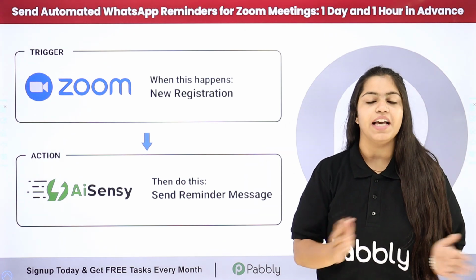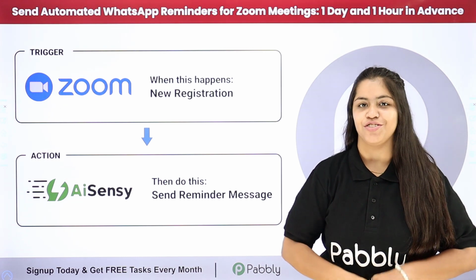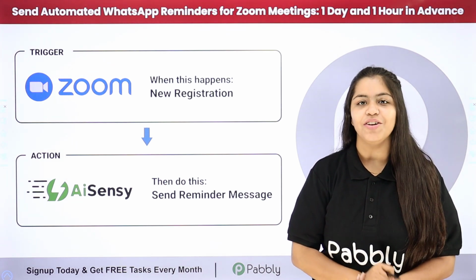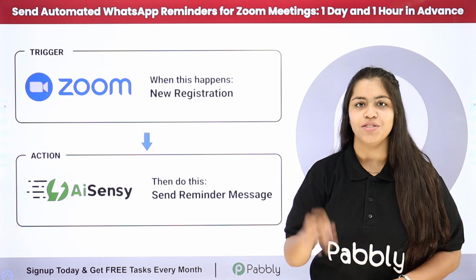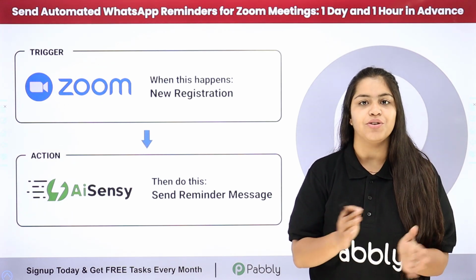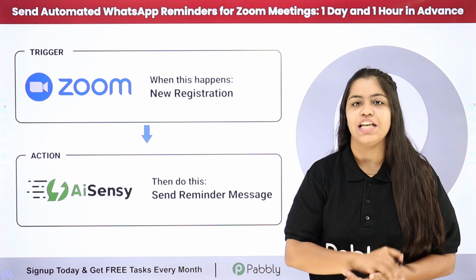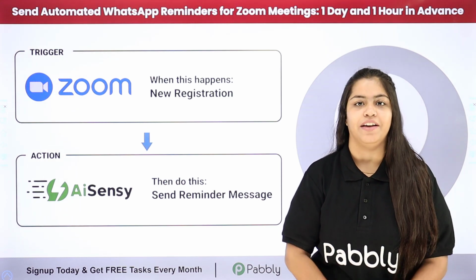So here I'm running an edutech company and we conduct free sessions for our potential clients. So now what I want is that as soon as someone registers for that session, automatically they should receive webinar reminders or the session reminders 1 day and 1 hour prior to the session.